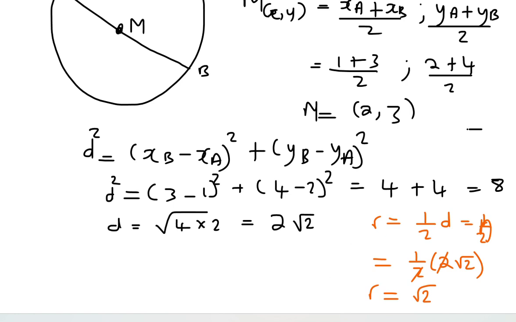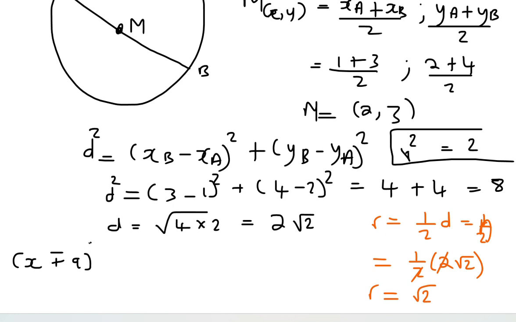So now let's write the formula for the circle. Remember that if we've got r, then we can now find r squared. Now we have r being square root 2. So what is r squared? R squared will be the square root of 2 squared, which is 2. Okay, so the formula for the circle will therefore be (x plus or minus a) squared plus (y plus or minus b) squared equal to r squared.